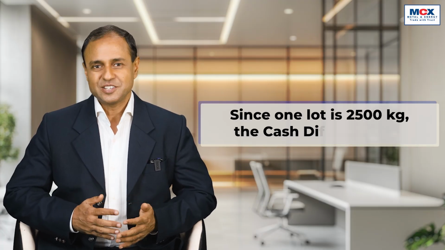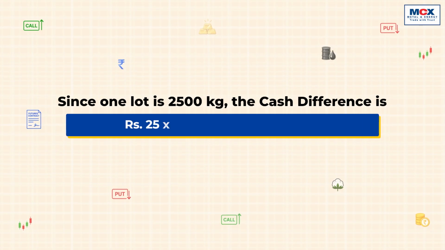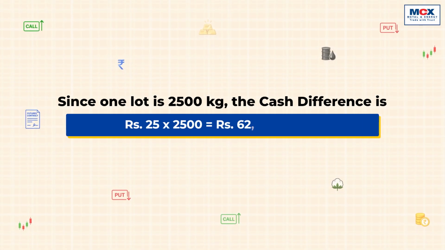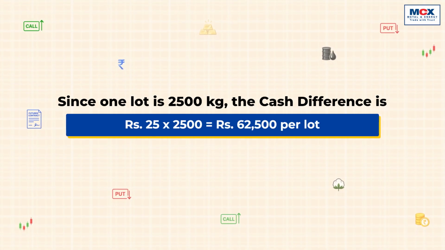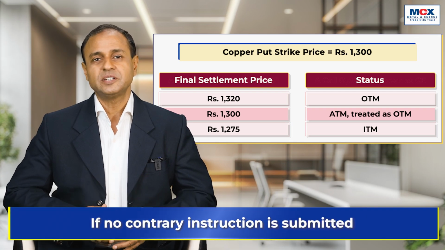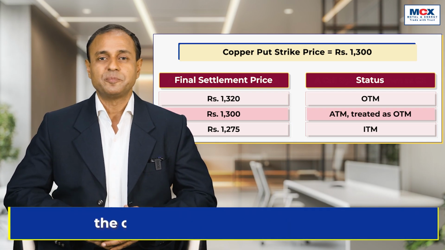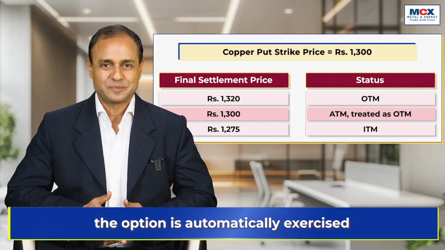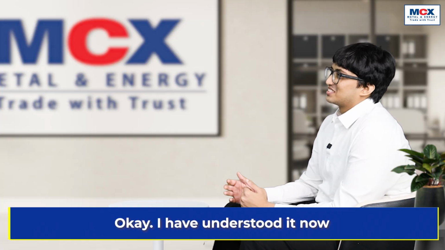Since one lot is 2500 kg, the cash difference is rupees 25 multiplied by 2500, which equals rupees 62,500 per lot. If no contrary instruction is submitted by the long put holder, the option is automatically exercised. Okay, I have understood it now.